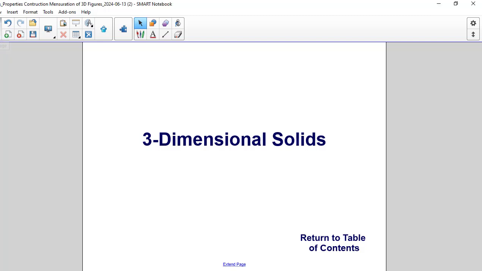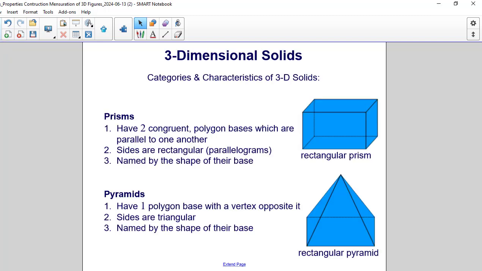Three-dimensional solids. Categories and characteristics of three-dimensional solids.